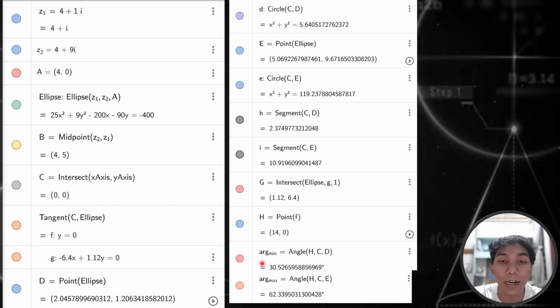Then using GeoGebra's own function, we can cover the angle of argument minimum, and these are the ends for which the angle takes. So we got 30.527 for argument minimum, and then for maximum we got 62.34.